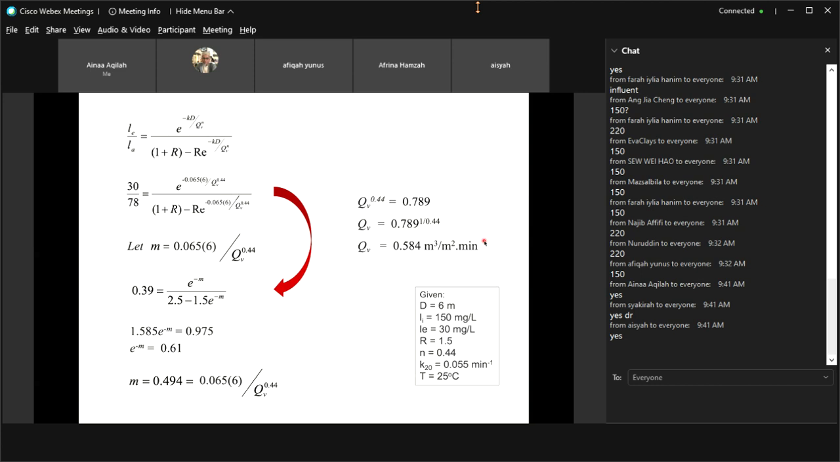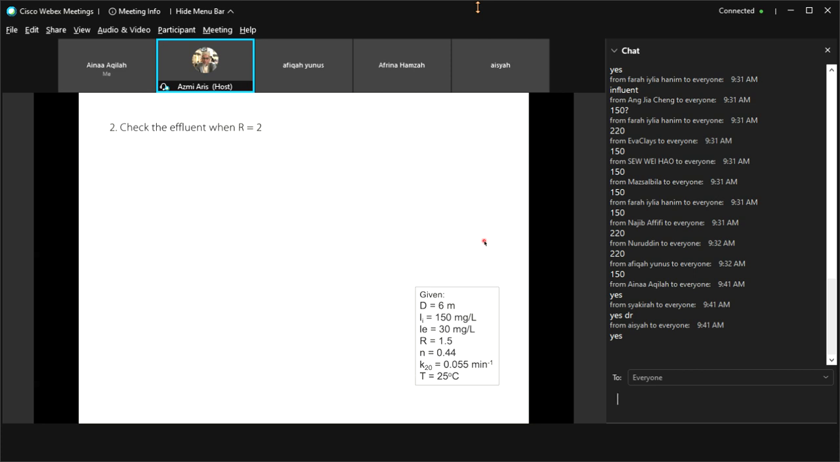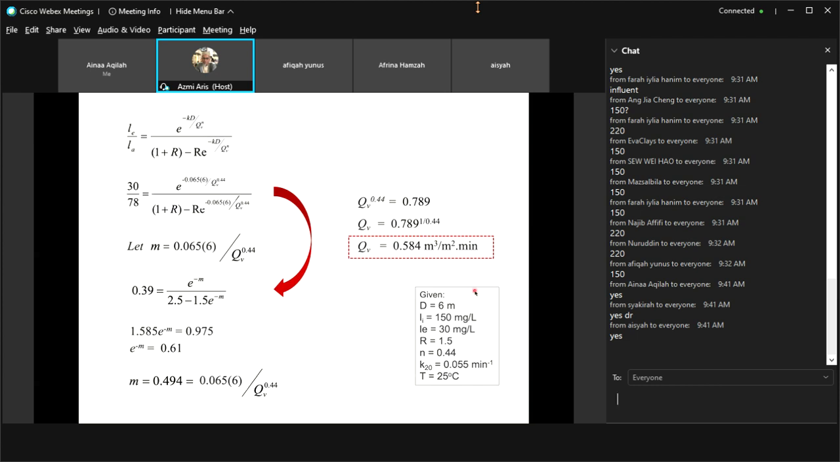Okay, all right. Then we go to the second question. Check the effluent when R is equal to 2. So now we know this QV, and it will be used for the next question because QV is equal to Q divided by A. A and Q are fixed, so this QV will be fixed despite your R value. Whatever R value you use, Q and A are fixed. So we will use this QV.